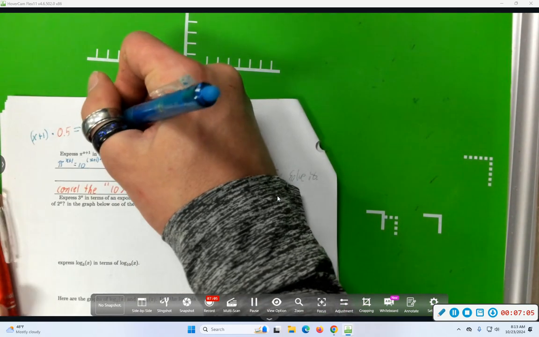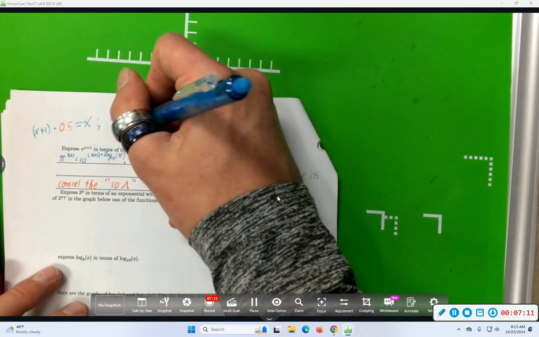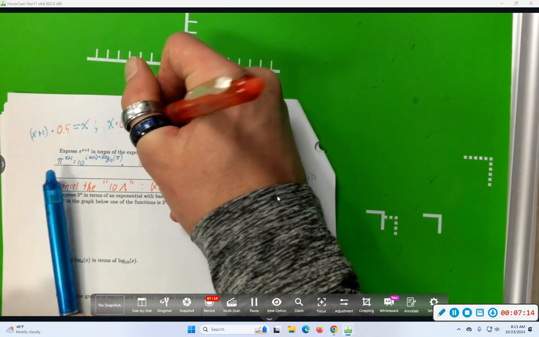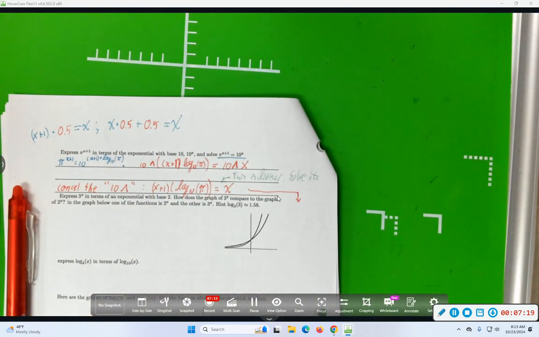That becomes x times 0.5. I know 0.5 is a half, but I'm not actually interested in that. All right, what would you want to do next? Well, the thing that's annoying is there are x's on both sides of this equation. How can you get all the x's onto the same side? Subtract 0.5 times x.